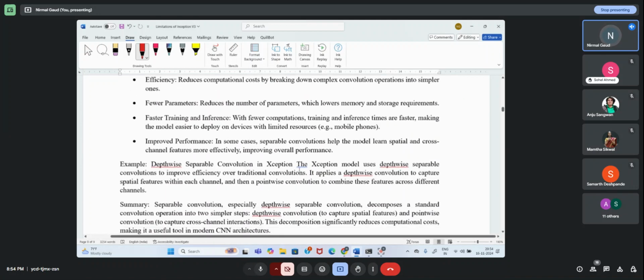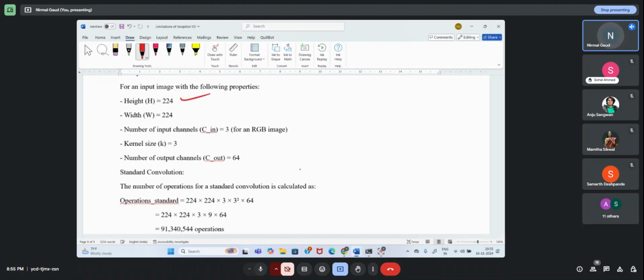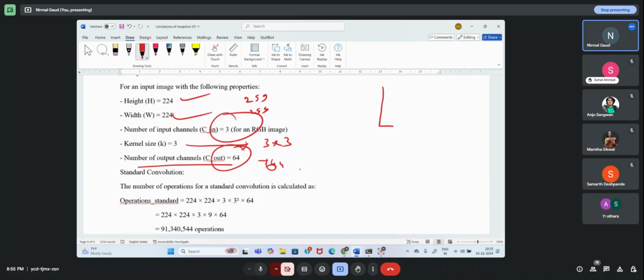Now, sir, can you please give us some numerical values so that it will be more understandable. See here, this is the height of the image and this is the width, let us say 299 by 299. You have three channels, RGB. Let us suppose the kernel size is 3, so it will be a 3 cross 3 kernel. Let us suppose the output number of channels is 64. So you have R, G, B, three channels.